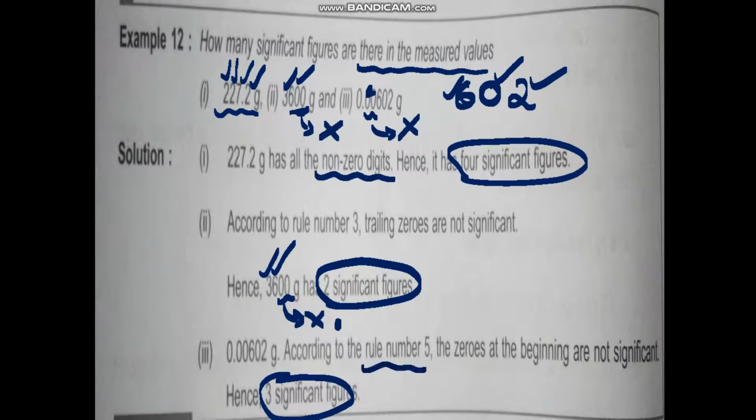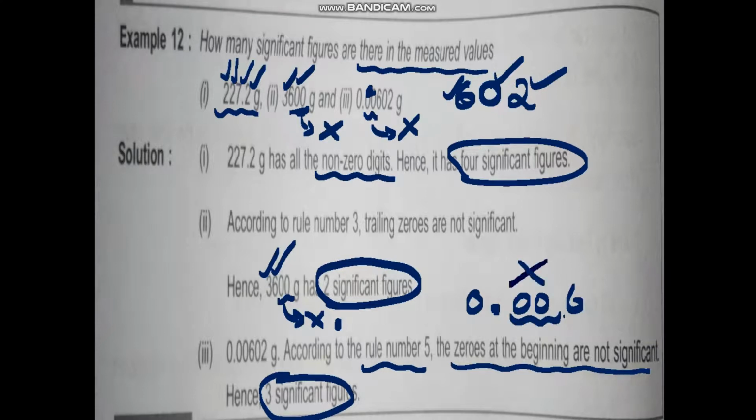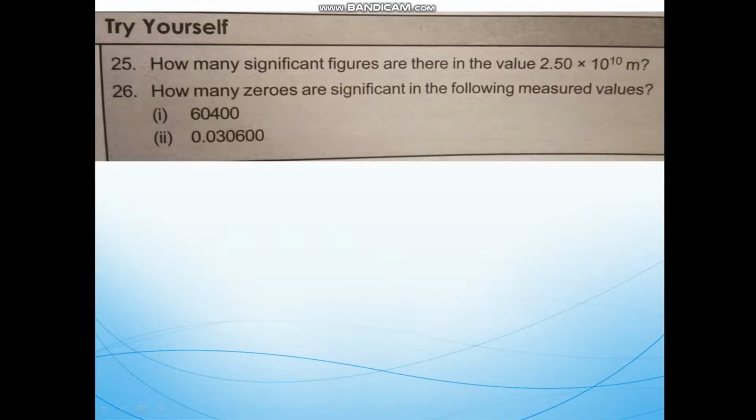According to rule number 5, the zeros at the beginning are not significant. That is, the zeros between the decimal point and a non-zero digit are not significant. Okay, now let us move on to the next numerical.